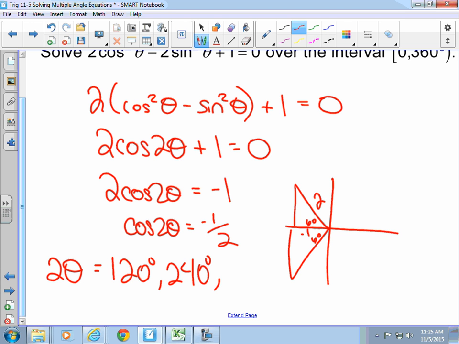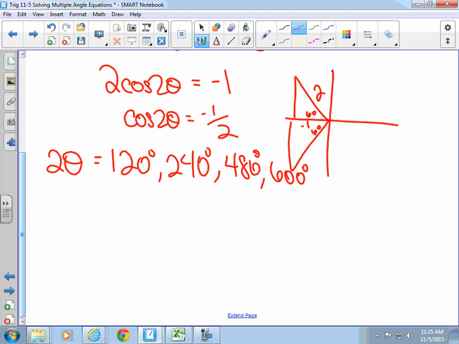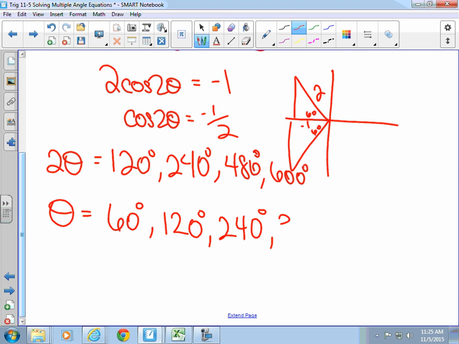Going around twice because the interval was 0 to 360. When I double that interval, I'm going to get 0 to 720. So 480 and 600. All right. Divide all of those by 2. Questions? Feeling pretty good? Double angle, multiple angle.